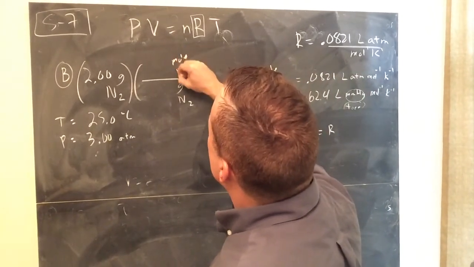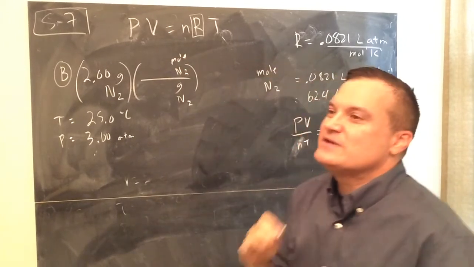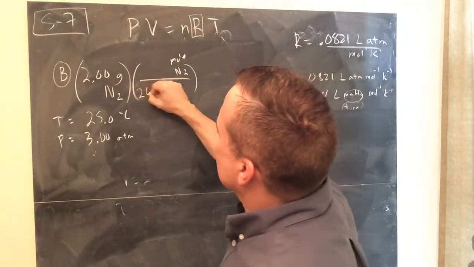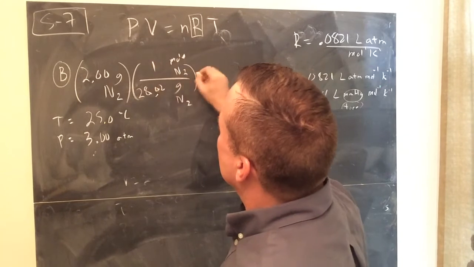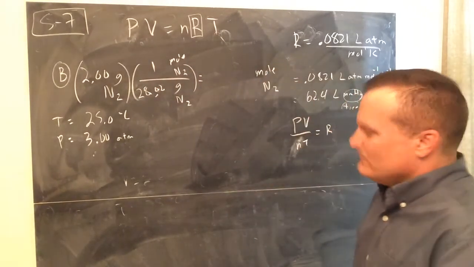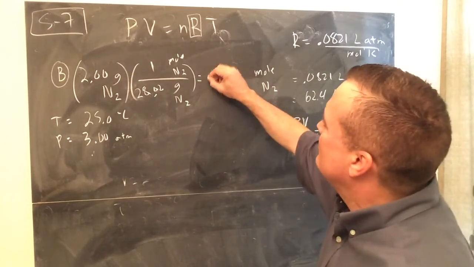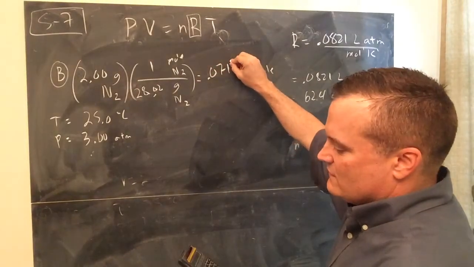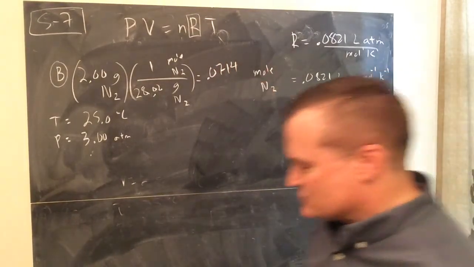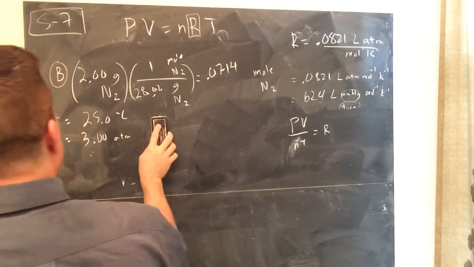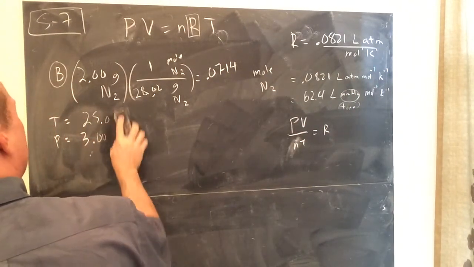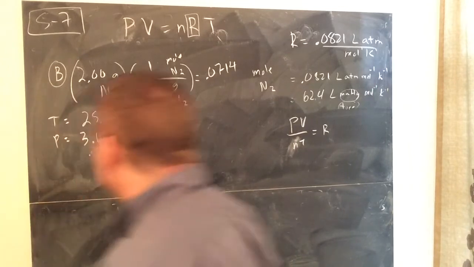Okay, gram to mole. 28.02 is grams. And remember, put 1 by mole. Now, 2 divided by 28.02 is 0.0714 moles of nitrogen. Okay. Now, we just did all that work. I don't want to erase that yet, but we didn't find the answer yet.